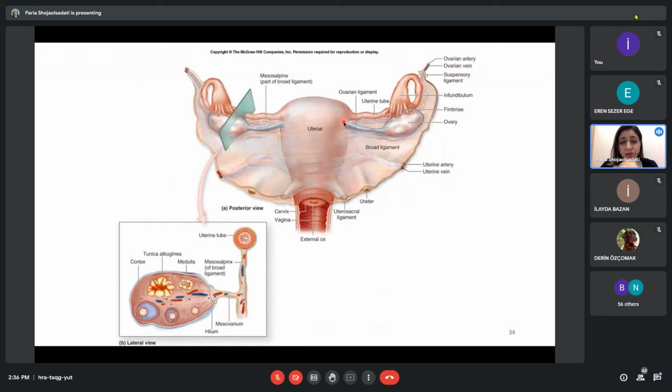Another structure I would like to talk about is the mesosalpinx. The mesosalpinx is the upper part of the broad ligament. If I cut the structure with the same section, you can see the upper part of the broad ligament helping to fix the uterine tube in its specific position. This structure is named the mesosalpinx.